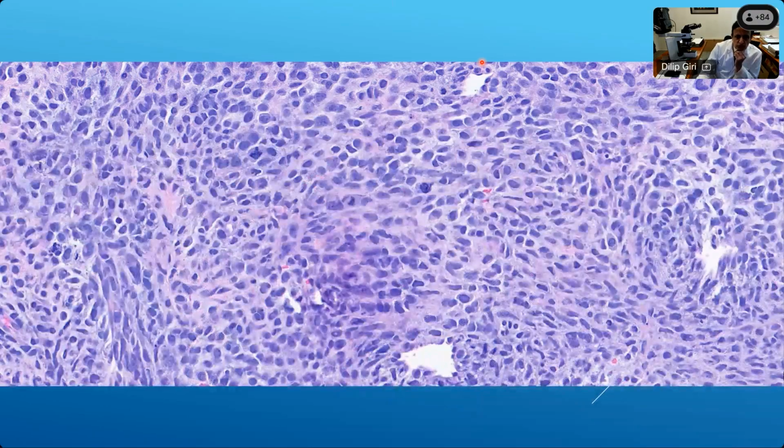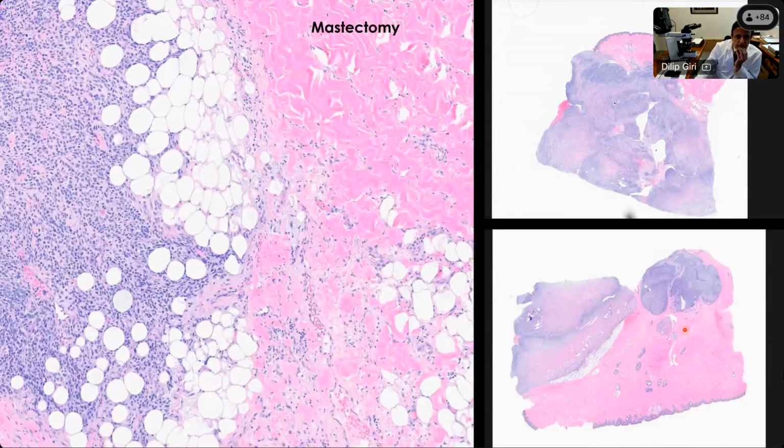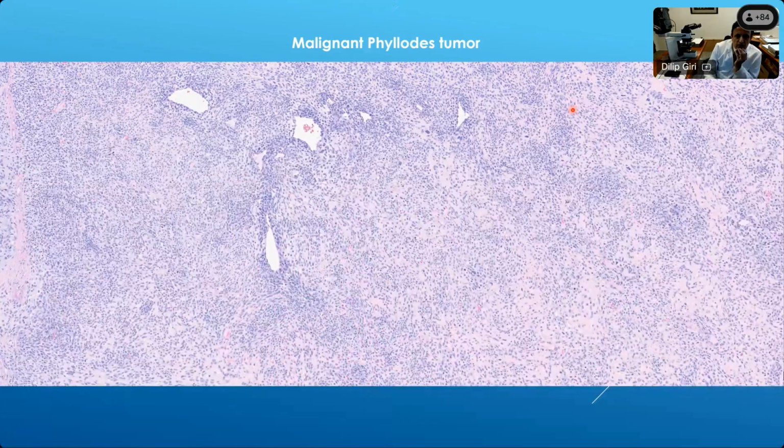So this is just to show you higher power. You can readily see a lot of mitotic figures already in this malignant lesion. This patient had a mastectomy. Already the lesion had grown underneath the skin and the skin had to be removed. And there were some areas which now resembled a Phyllodes tumor, because much of it was like a sarcoma. So this is a malignant lesion.